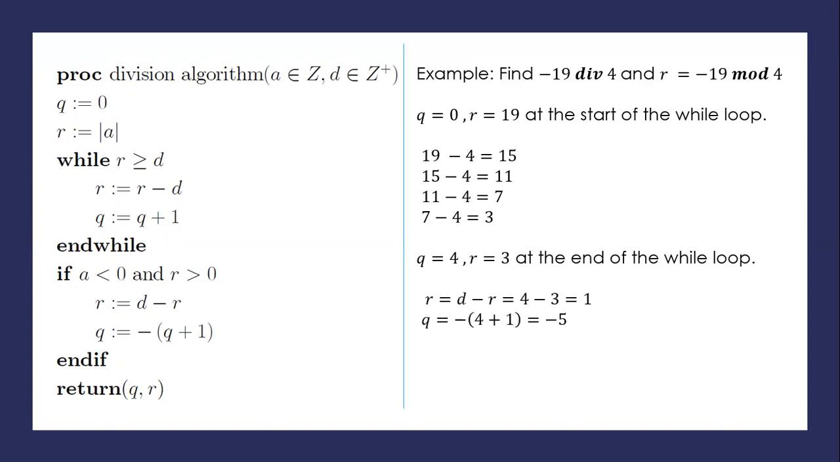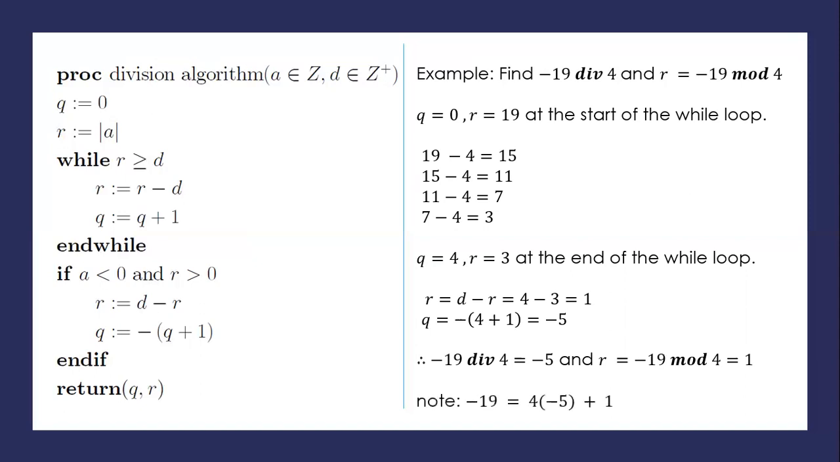Now the if statement triggers, right, because our A was less than 0, assigning R equal to D minus R, which is a positive 1, and then because of that, we crank one more minus 4 to set it right. We did run through the loop. We subtracted 4 4 times. Well, to do this now, we need to subtract 4 5 times. So negative 19 divided by 4 is negative 5. And the remainder of negative 19 when you divide by 4 is 1.